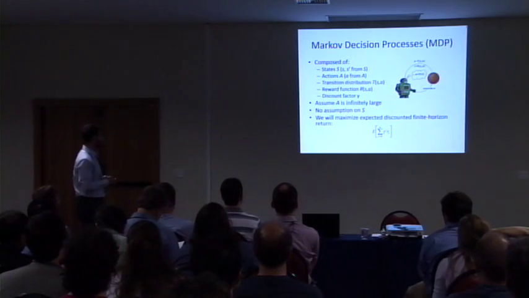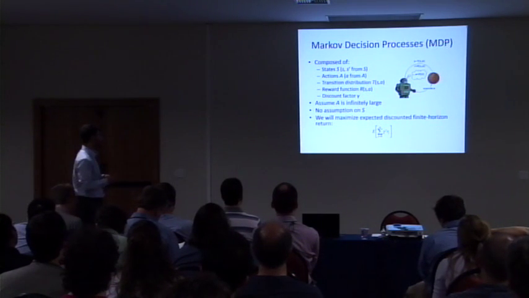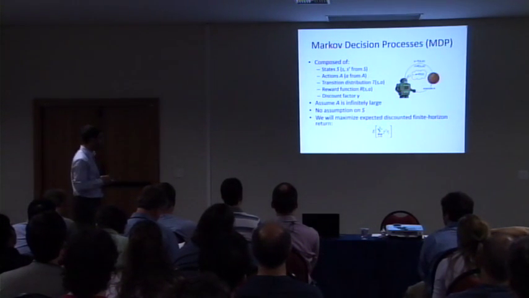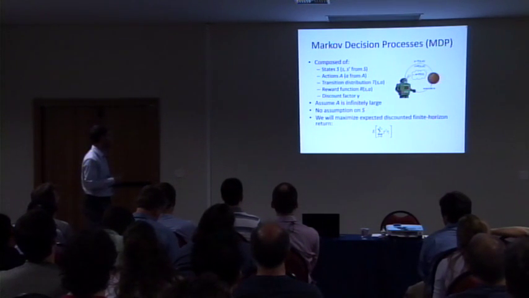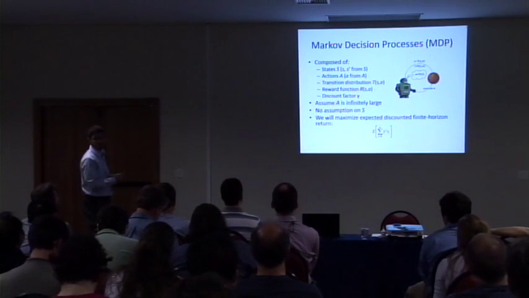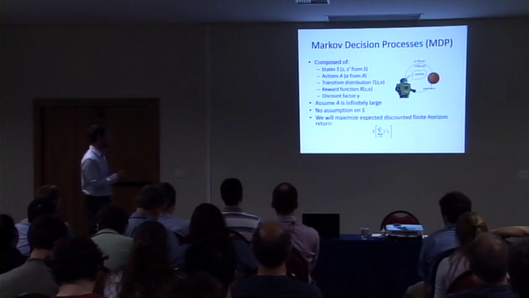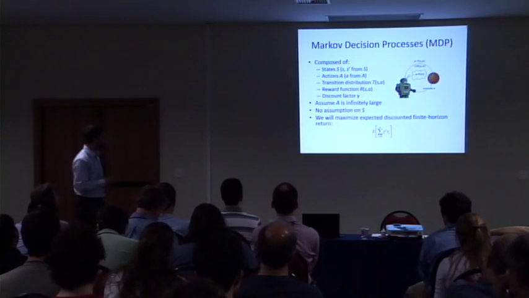In this setting, we're going to assume that A is infinitely large, because we're going to be planning in continuous action spaces, and we're actually making no assumptions on this. It can be finite, it can be discrete, or it can be continuous, or it can be a combination of those. In the algorithm, we are going to try to maximize the expected discounted finite return, which is this equation here.